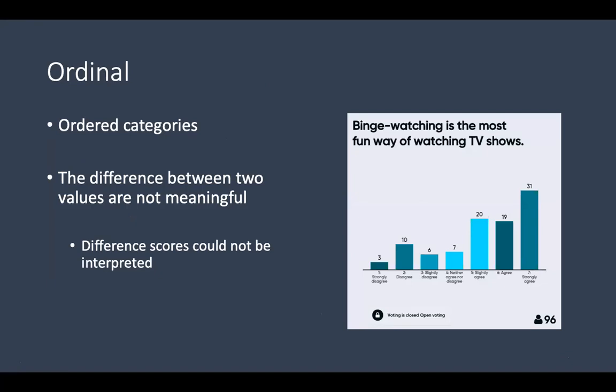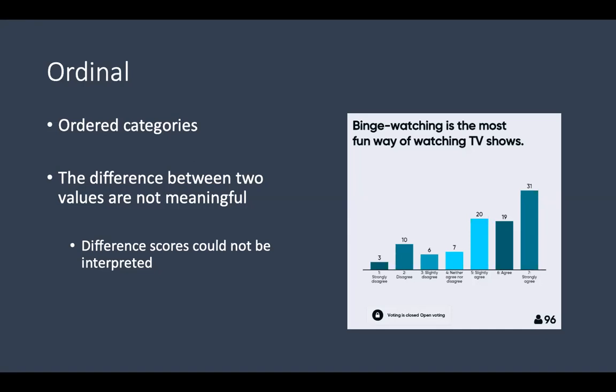For ordinal scores, you have ordered categories where the order of scores makes sense, but the difference between two values is not meaningful at all. You can interpret the scores in terms of higher or lower, but the difference between 7 and 6, for example, is not meaningful. You cannot say that the difference between strongly agree and agree is the same as the difference between agree and slightly agree. Although both differences in numerical values are 1, from 7 to 6 and 6 to 5, you cannot interpret the differences as equal.